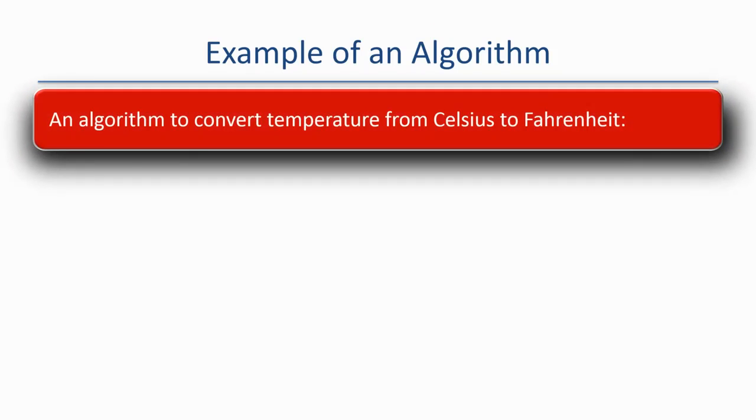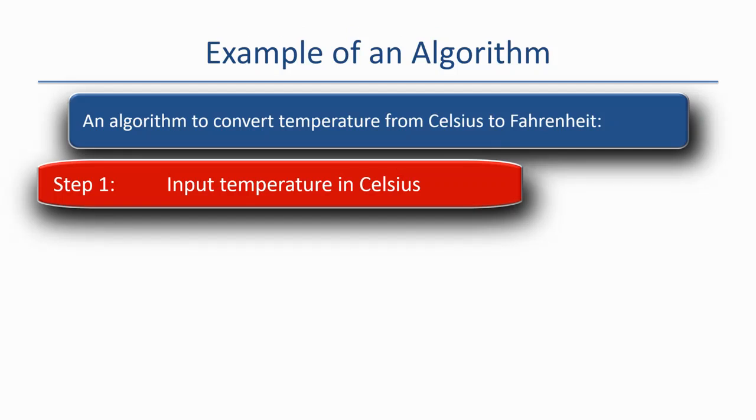Let's assume we would like to write an algorithm to convert temperature from Celsius to Fahrenheit. The first step of such an algorithm would be, of course, to get the input Celsius. When I say get the input, you can ask a person what is the temperature in Celsius, or you can ask a user to type it in a keyboard.